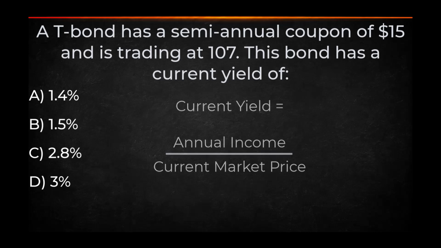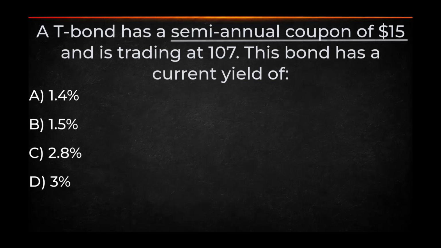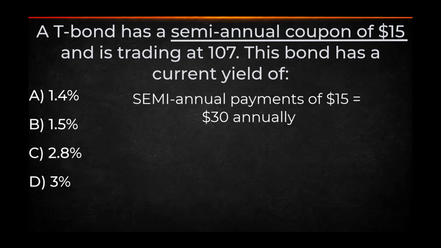Well, in the question, it tells us that the T-bond pays a semi-annual coupon of $15. So very important, we need to make sure we take that semi-annual coupon, annualize it, so we'll times it by 2, and that gives us an annual coupon of $30. Okay, so be very careful because in the question, they will tell you many times that the bond pays a coupon payment of $15. Be careful, bonds pay semi-annually, so we need to times that by 2.